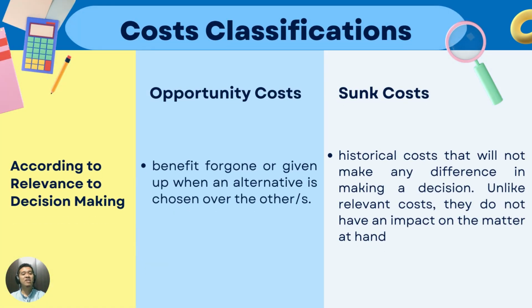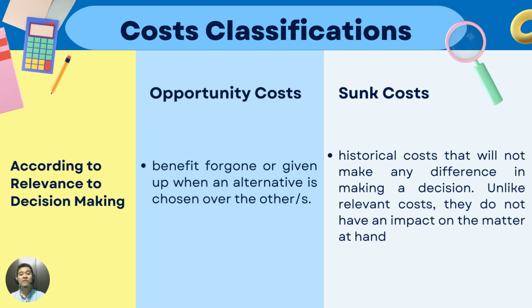We also categorize cost according to relevance to the decision making. So, same lagi, continuous pa na siya. Sa relevant or standard, we have opportunity costs and the sunk costs. Opportunity cost is the benefit forgone or given up when an alternative is chosen over the other. So, example, if a business chooses to use its building for production rather than rent it out to tenants, the opportunity cost would be the rent income that would be earned kung ang business nag-rent out, di ba?